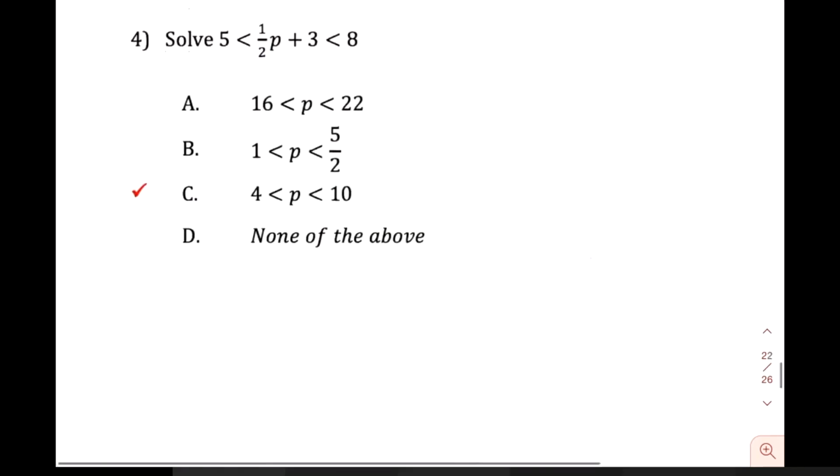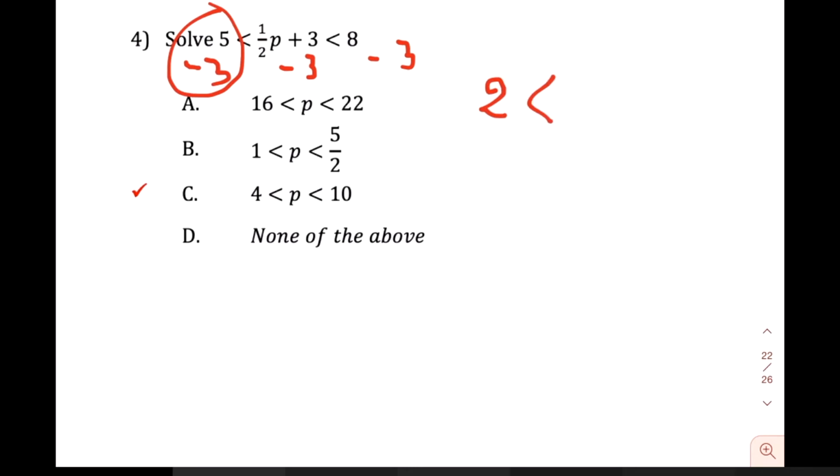Now, next one, a double inequality. You remember, we take 3 from each side. Okay. 5 minus 3 is 2. Less than half p plus 3 minus 3, they cancel. Less than 8 minus 3 is 5.